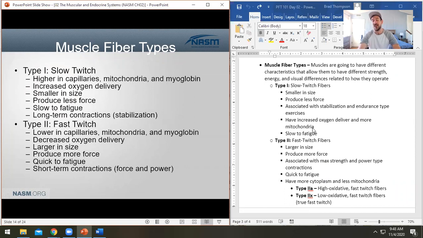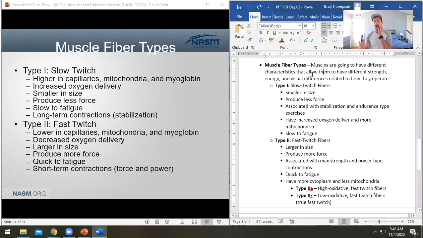I always joke around about how I'm a pretty skinny guy. I tend to be a runner, so I've got a lot of type 1 muscle fibers, but it's not like I don't have any type 2 muscle fibers. It's just I tend to be a long, lean guy instead of a big, bulky guy, right? So when we look at our muscle fiber types, muscles are going to have different characteristics.